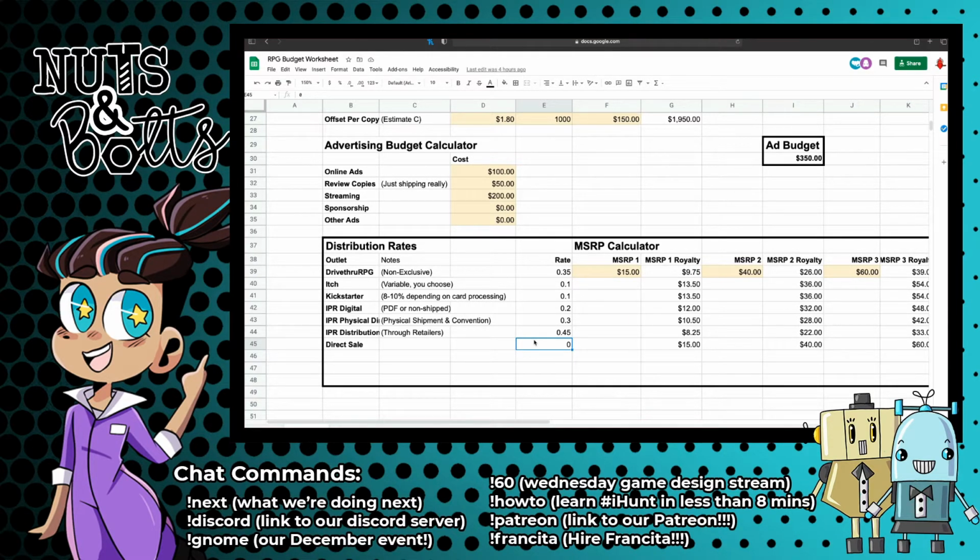The real idea of the MSRP calculator, though, is a thing that I have been doing a lot of work on lately. It's a thing that I had to fight myself with on iHunt, like finding the right sweet spot with price and sales expectations in order to justify your budget.